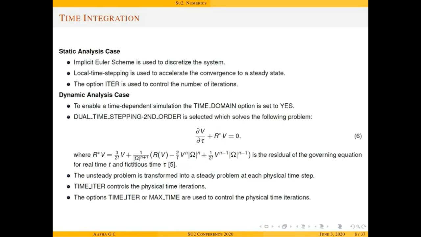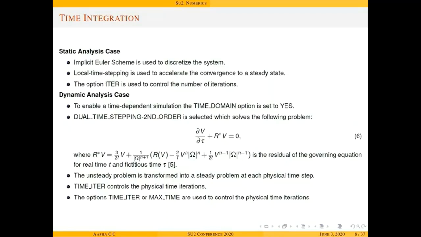After spatial discretization, a time discretization is performed. In the static analysis case, the implicit Euler scheme is selected for the same. This scheme offers stability over a wider range of CFL numbers and is also capable of effectively handling CFL numbers much larger than 1. Local time stepping is implemented in SU2, which accelerates the convergence by allowing each cell in the mesh to advance at a different local time step.